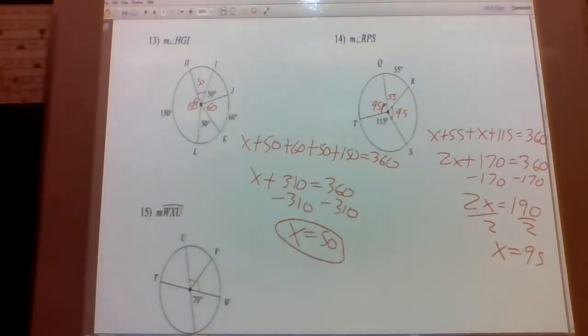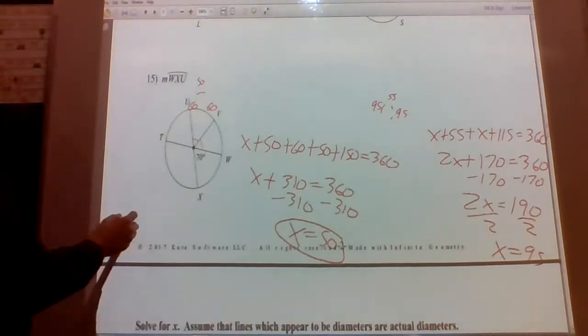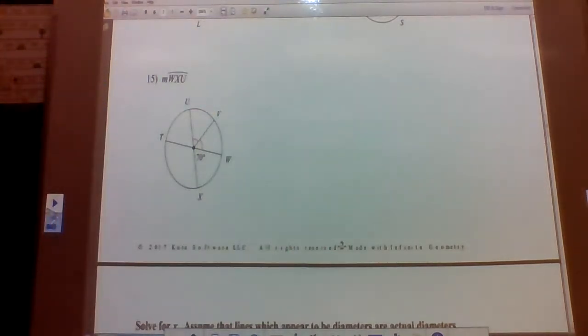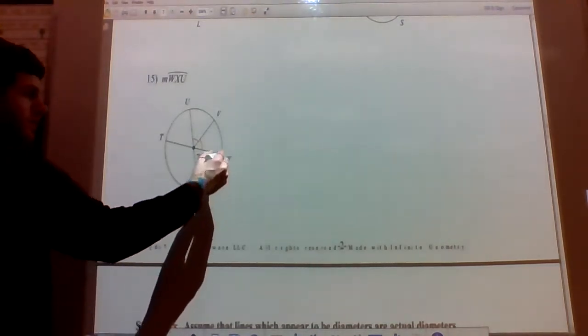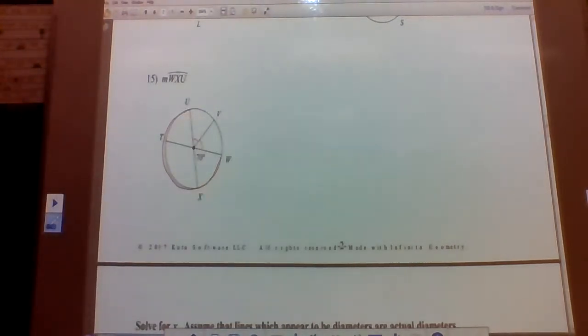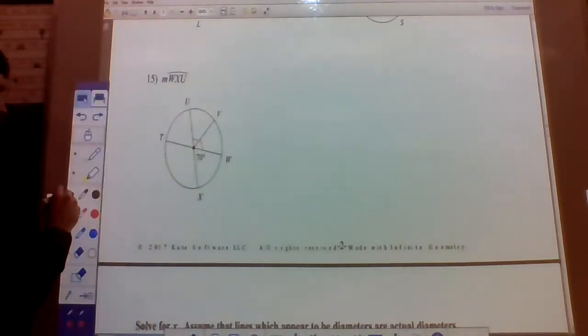15. Okay, 15. All right, the measure of arc WXU. That's going to be this one. Okay. So we want to, well, first we have let's do it this way.